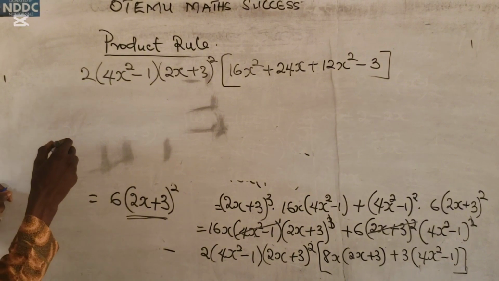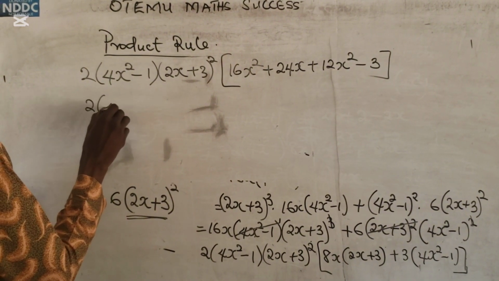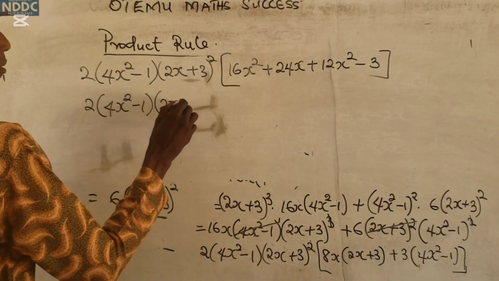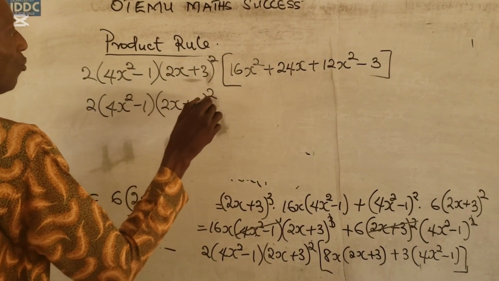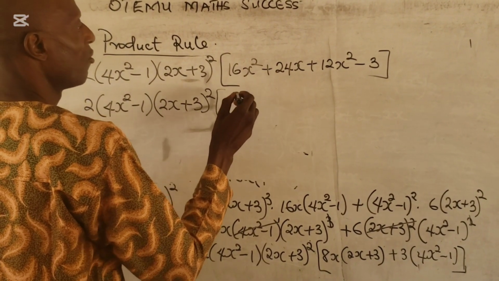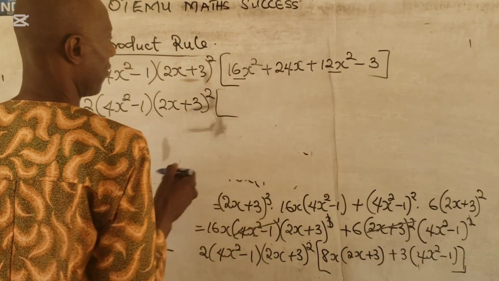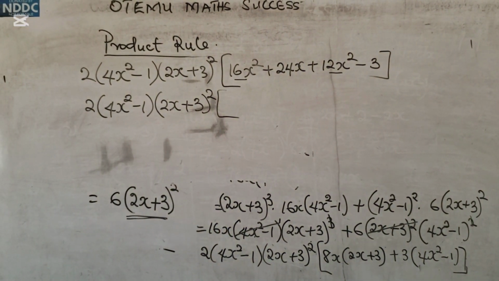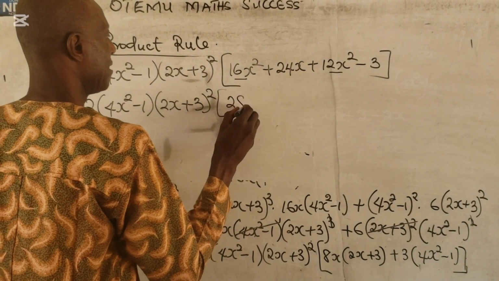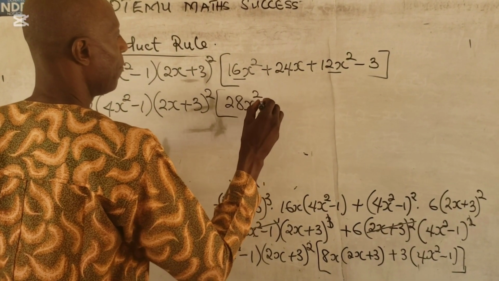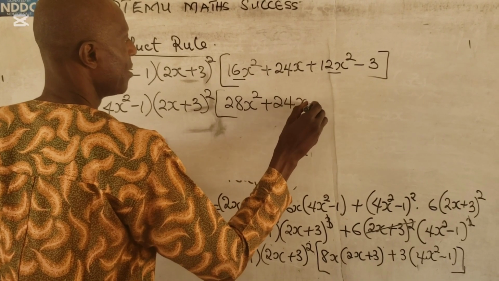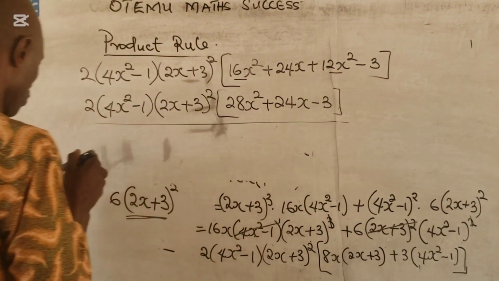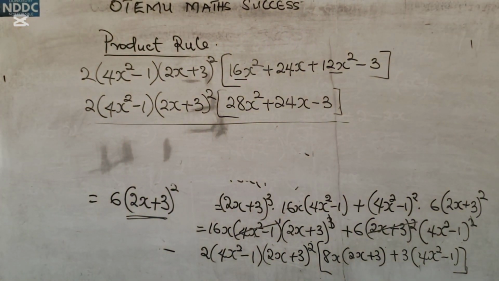So what would be our final answer? Here is 2 into (4x^2 - 1) into (2x + 3)^2. Then if you open this one now, this will have x. So what is 16x^2 plus 12x^2? Give us 28x^2. Then plus 24x minus 3. This is our final answer, applying product rule to solve that expression.